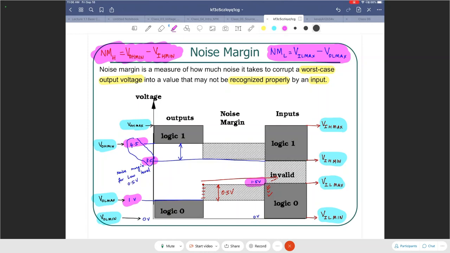All right, so let me just write it over here. High noise margin is better. More tolerance to noise.